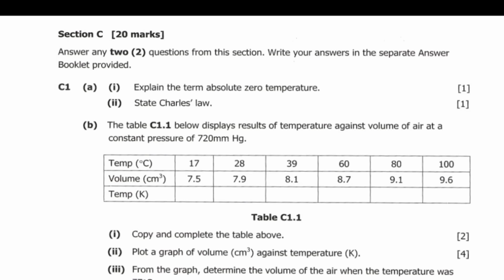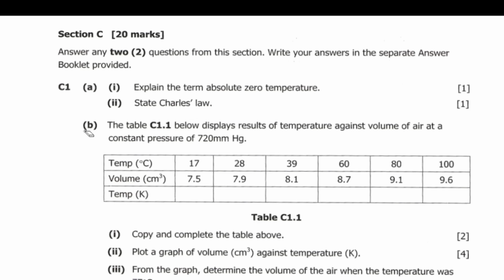Then let's go to another question, section C. Section C consists of 20 marks, and here you answer any 2 questions from this section. Write your answers in the separate answer booklets provided. So C1 reads, A, explain the term absolute temperature. Then B, state Charles' law.